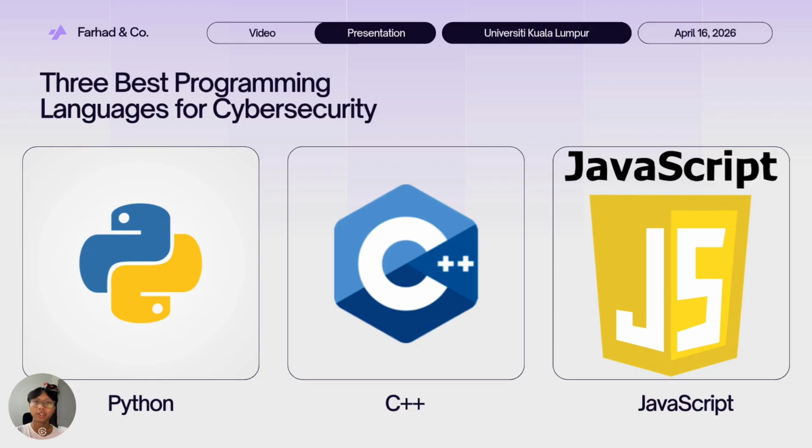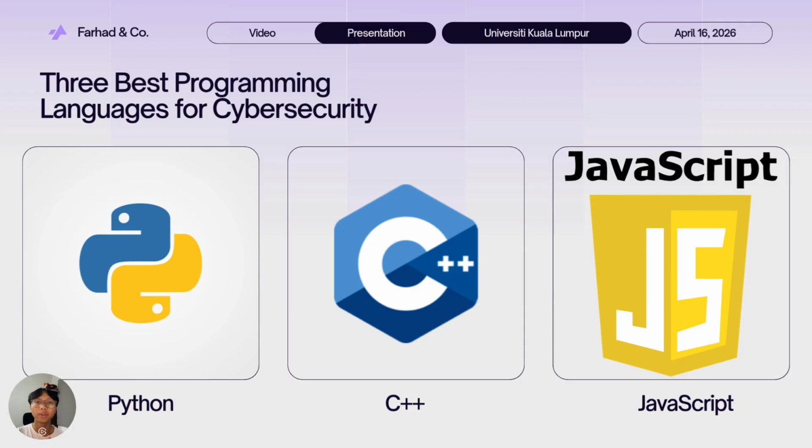The first language is Python. Python is one of the most useful languages because it is easy to use, simple to read, and also very effective in terms of automation. In cybersecurity terms, many tasks need to be repeated, such as checking logs and also scanning files. So Python does exactly that.